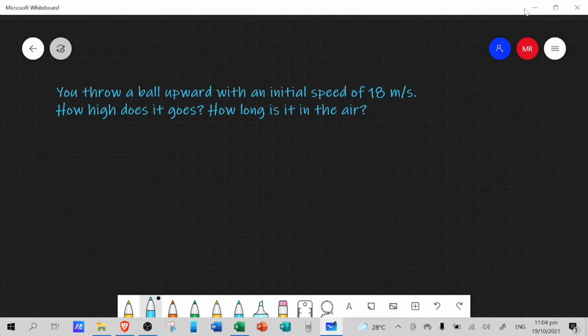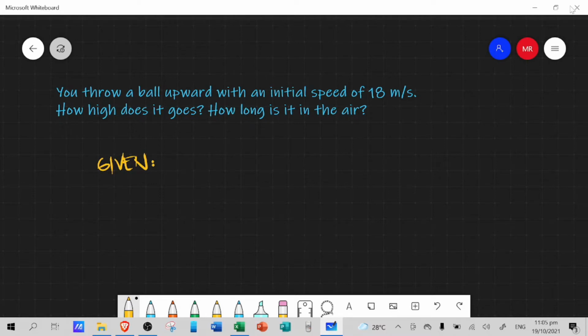You throw a ball upward with an initial speed of 18 meters per second. How high does it go and how long is it in the air? So let us solve this problem. Let us first know the given.